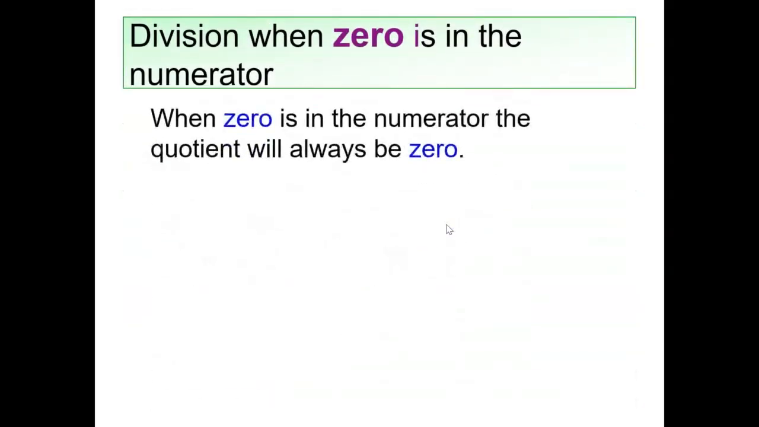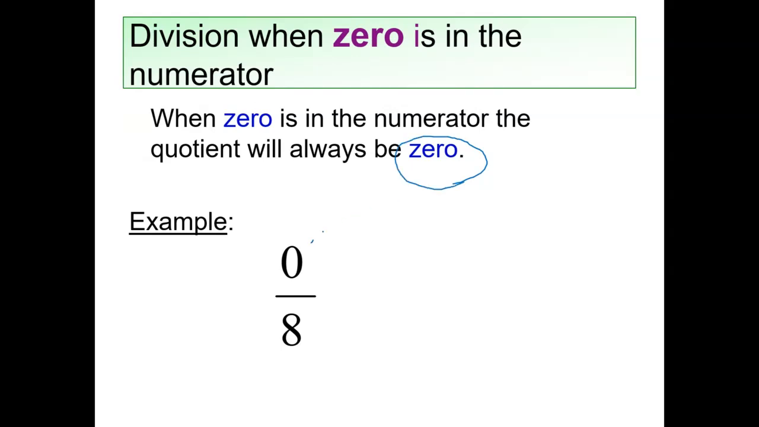Division when 0 is in the numerator. Anytime the 0 is in the numerator, regardless, the answer will be 0. So anytime the 0 is on the top, remember the answer is 0, regardless of whether you have a positive or negative number, it doesn't matter. The answer automatically becomes 0 when you're dividing.